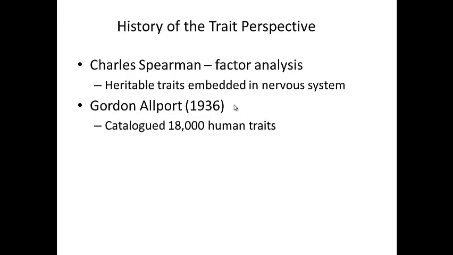Allport is one of the most extreme in the sense of developing an extreme number of traits. He cataloged 18,000 human traits that are related to personality. So there are certainly a number of different aspects that can have an impact on personality.